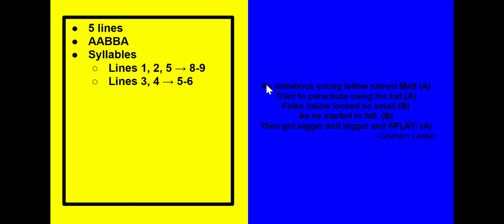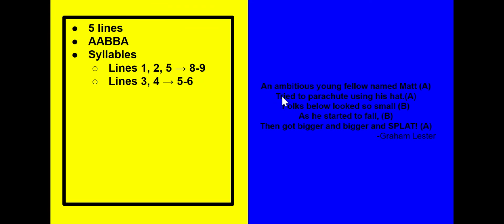So when we look at this one, An, that's 1 syllable. Ambitious, that's 3 syllables. Young is 1. Fellow is 2. Named is 1, and Matt is 1. So if we count it all up, it would be 1, 2, 3, 4, 5, 6, 7, 8, 9 syllables. And that is within my range.